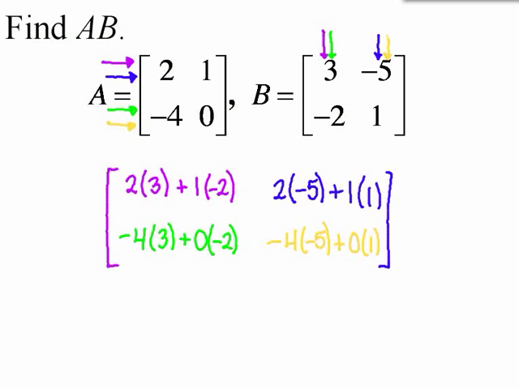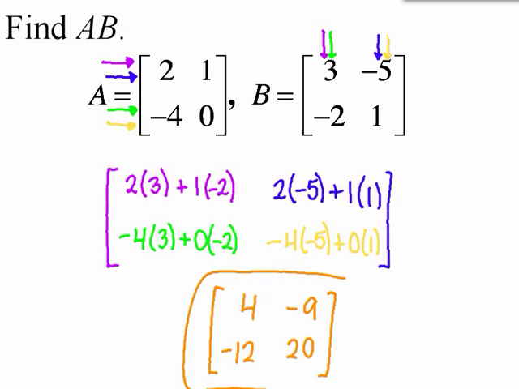So now all I need to do is find what my resulting answers are. What do I get for my first term? 4. Next one, negative 9. Negative 12. And 0. 20. For those of you wondering where 20 came up, negative 4 times negative 5 is 20, and 0 times 1 is 0. Alrighty, so far so good.